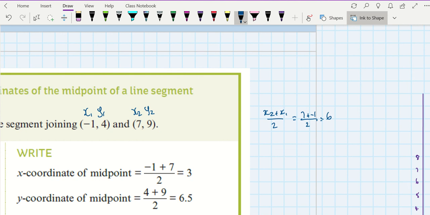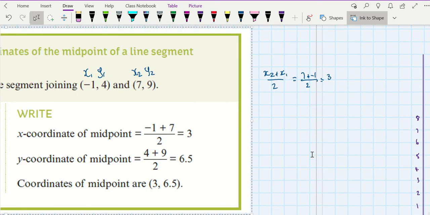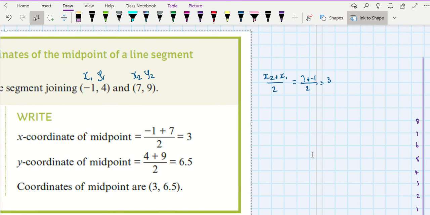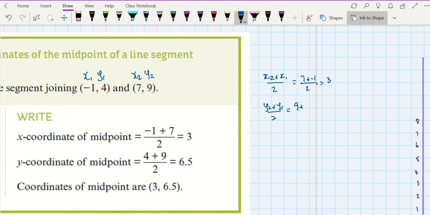And 6 divided by 2 is 3. Now we've got the y values. So it's just y2 plus y1 over 2. And so it's 9 plus 4, which is 13. 13 divided by 2. Well, 12 divided by 2 is 6, so that's going to be 6.5. So the coordinates of the midpoint are 3, 6.5.